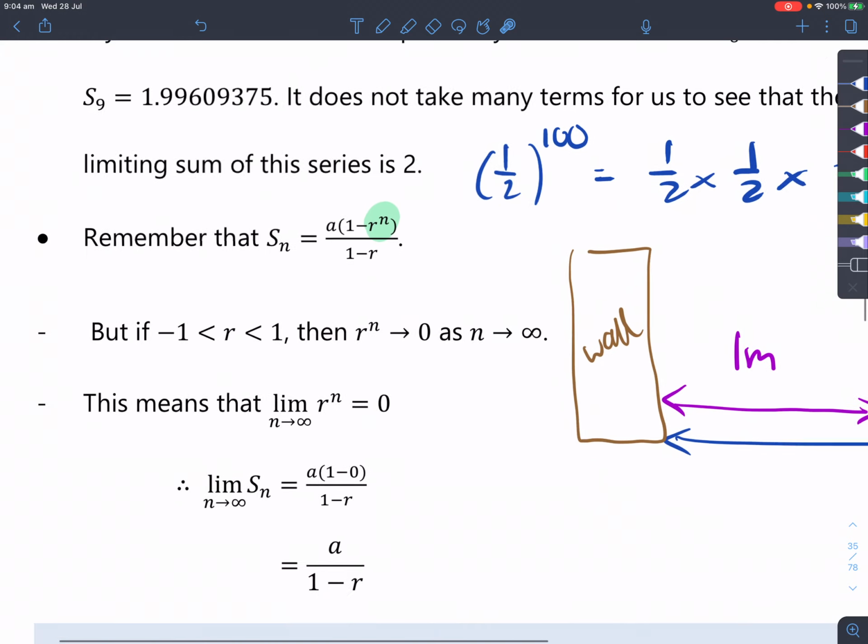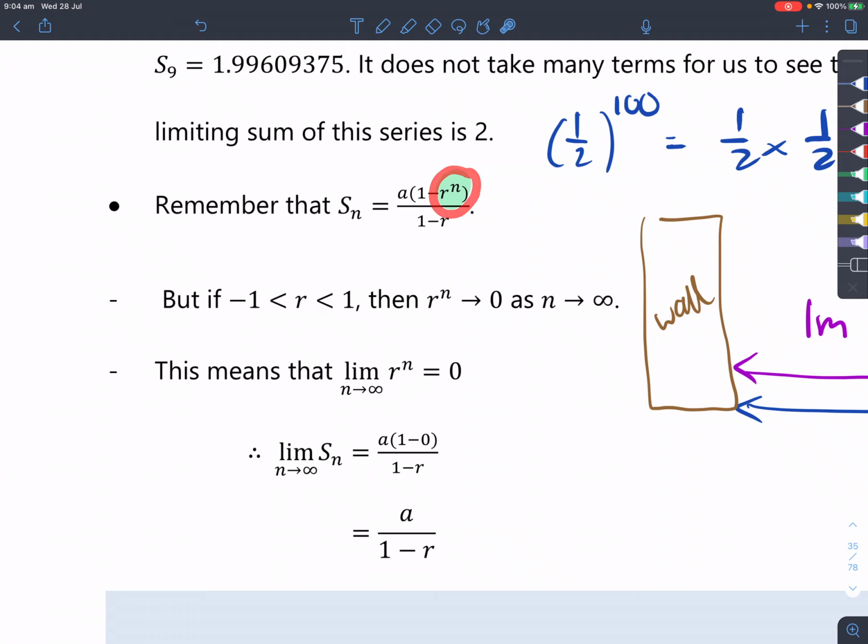So that means that that term there is going to approach 0, okay, when we have the limit of S of n, the sum formula, as n approaches infinity. And if we substitute in 0 for that, then you only have a times 1 left, which is a over 1 minus r.